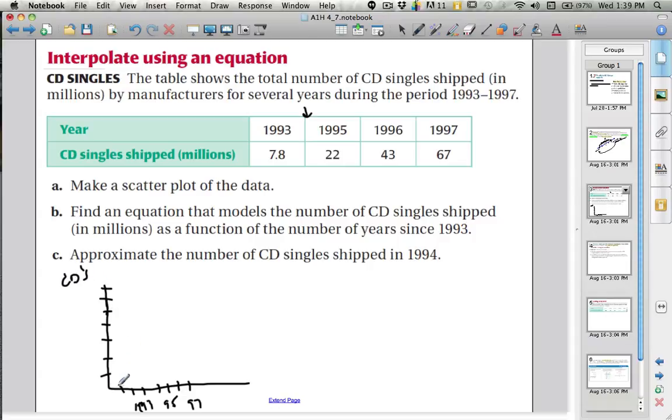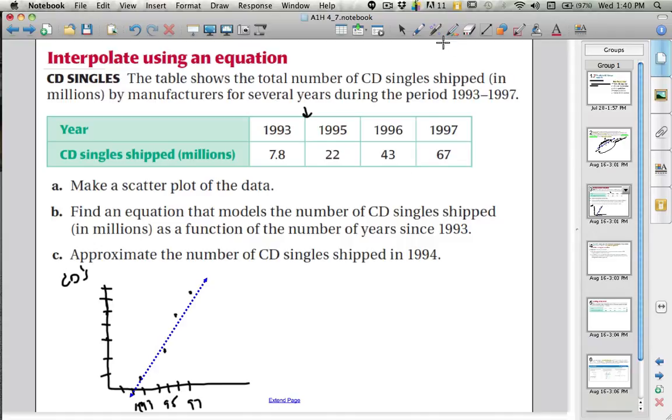CDs. So in 93, we're talking about 7.8, right about here. And in 95, we were at 22, right about there. And then at 96, we're at 43. And at 97, we're at 67. Something like that. And this data does look like it's got a linear correlation. It looks like I could probably do a line of best fit like that.